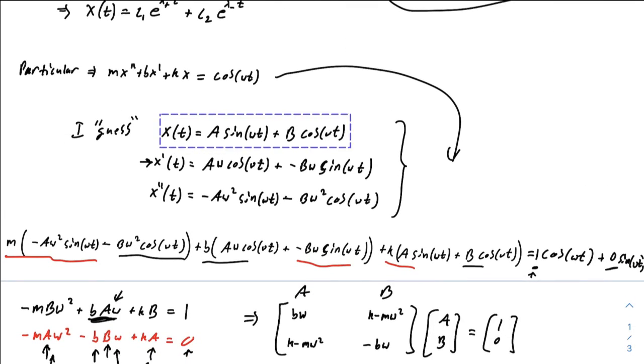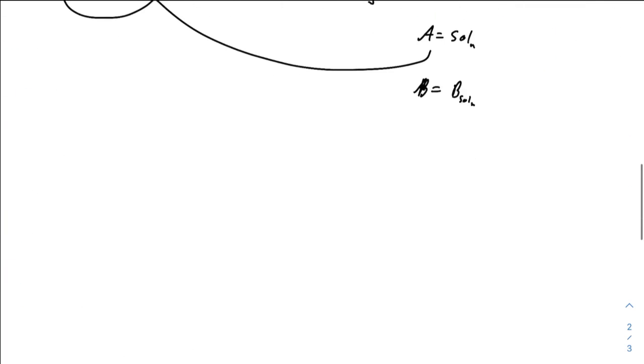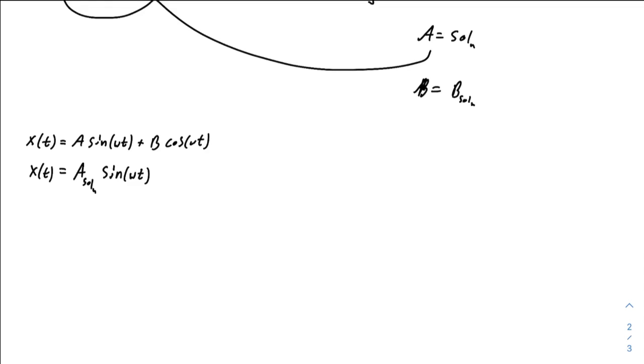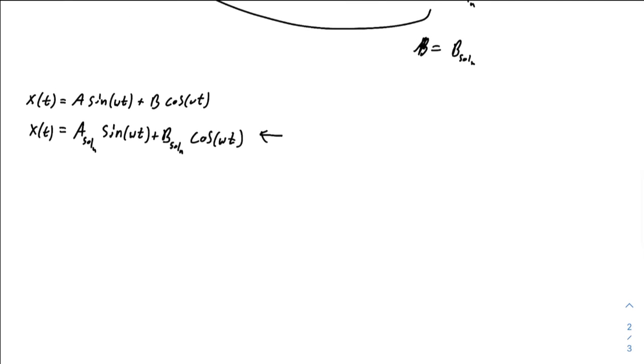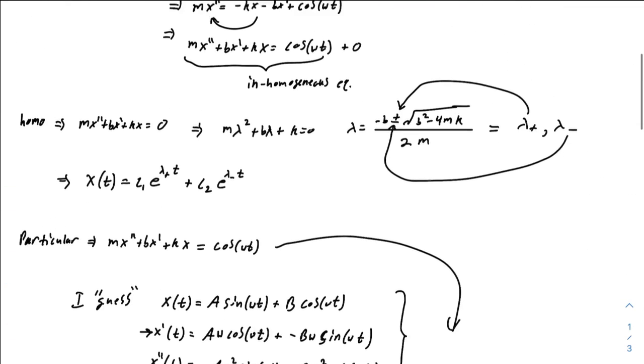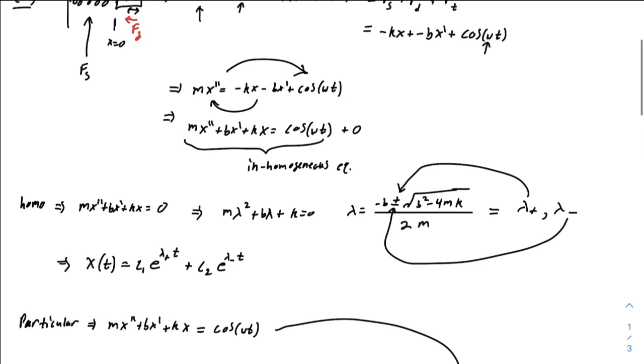So my guess right here, I'll copy it and paste it back down. So I finally got my a solution and I got my b solution. So I can finally plug this back in. So I have x of t is equal to a solution sine omega t plus b solution cosine omega t. And then remember, this is called the particular. So then again, we're almost done with the problem. So remember up here, where did we do it? Oh yeah, right here.